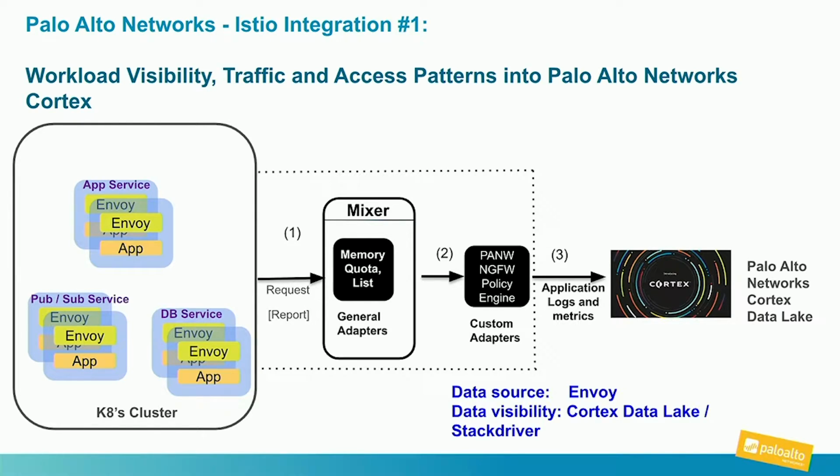If you don't have visibility into the traffic patterns of your environment, I think it's a recipe for disaster. So we have hooked our security adapter, which is now called the Next Generation Firewall Policy Engine, to source information from Envoy and Mixer and integrate all that data, all the application logs and metrics, into the Palo Alto Networks Cortex Data Lake. We have built out this adapter as a highly pluggable system. Consequently, the first initial integration we have also done is with Google Stackdriver.